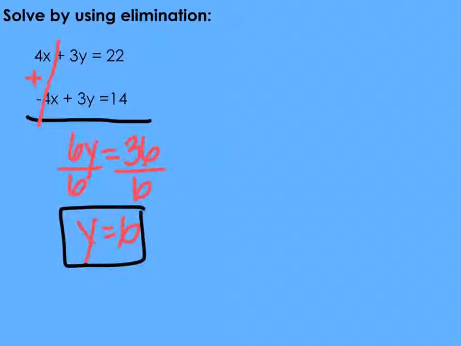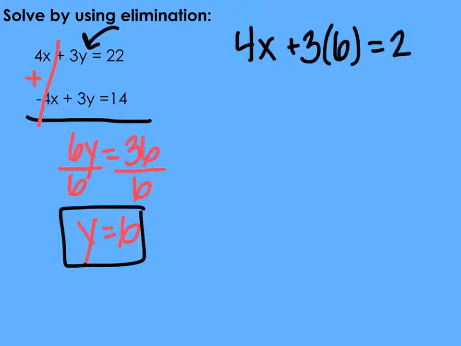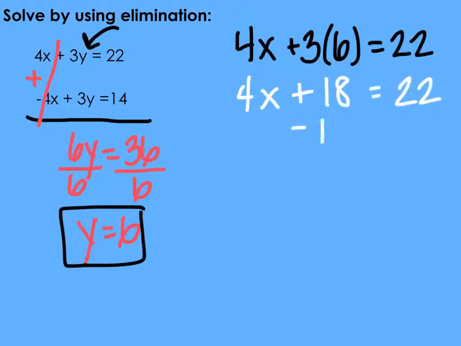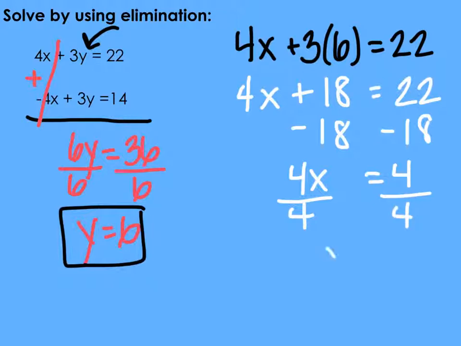Now I can take y and plug it back into the original equation. So 4x plus 3 times 6 equals 22. 4x plus 18 equals 22. I would solve this by subtracting 18 from both sides. That gives me 4x equals 4. I can divide by 4 on both sides and get x equals 1. So I finish with the ordered pair 1, 6.